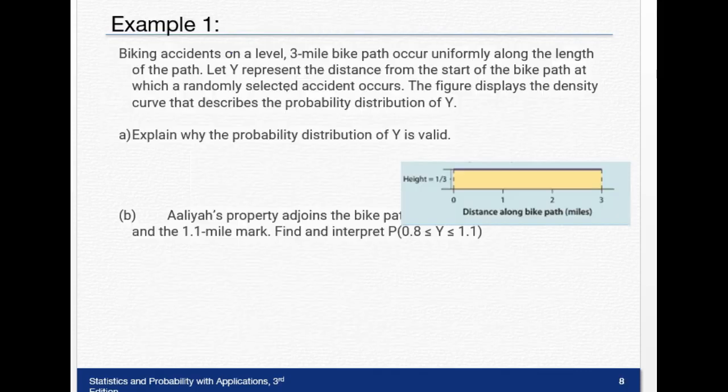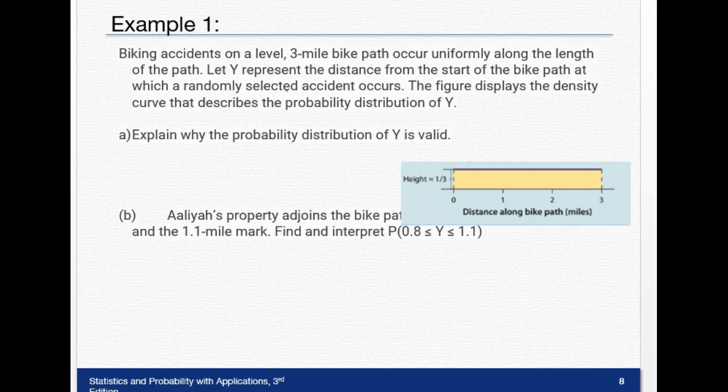So let's try some problems here. Biking accidents on a level 3-mile bike path occur uniformly along the length of the path. Let y represent the distance from the start of the bike path at which a randomly selected accident occurs. The figure displays the density curve that describes the probability distribution of y. So this is a density curve. It is symmetric, but it's not a normal curve because it's not mound shaped. It's just like a rectangle. And the reason it's a rectangle is the probability of having an accident is the same at 0, 1, 2, 3, and everywhere in between along this bike path.